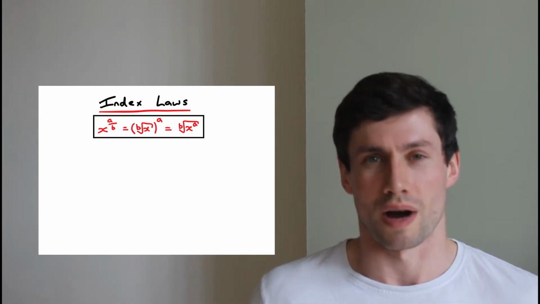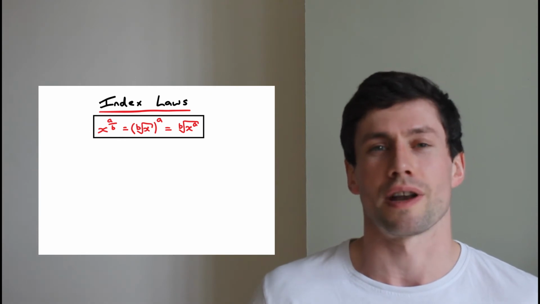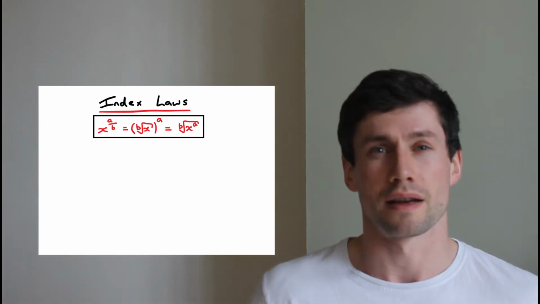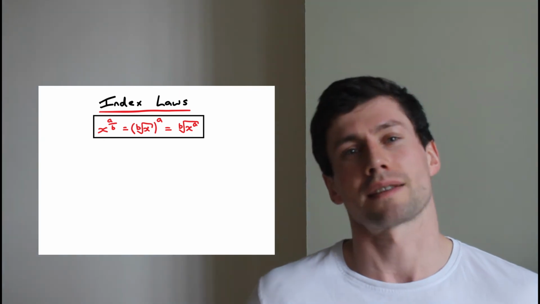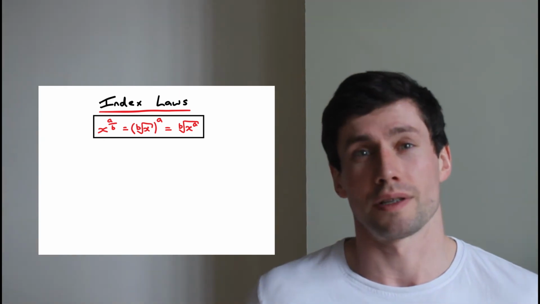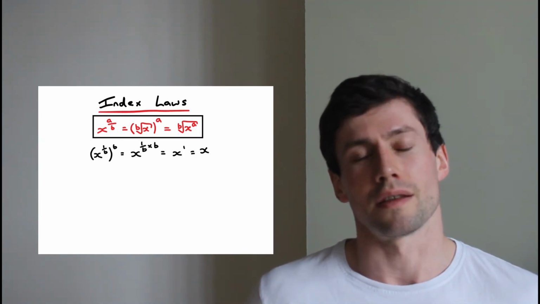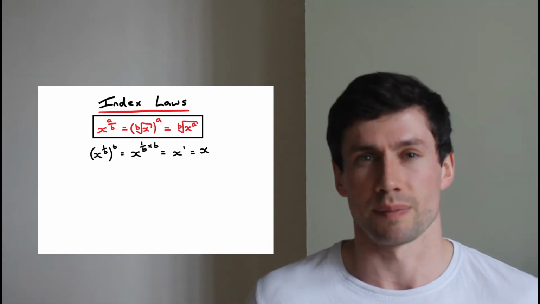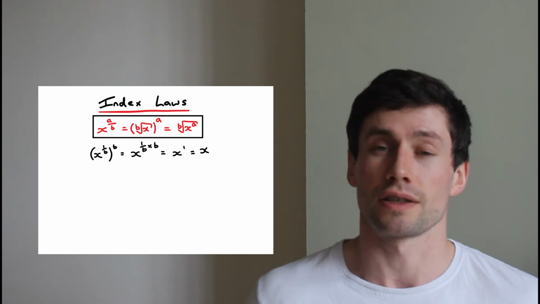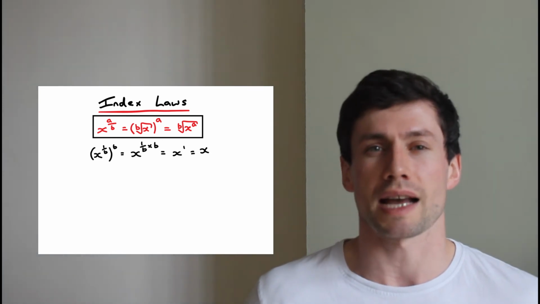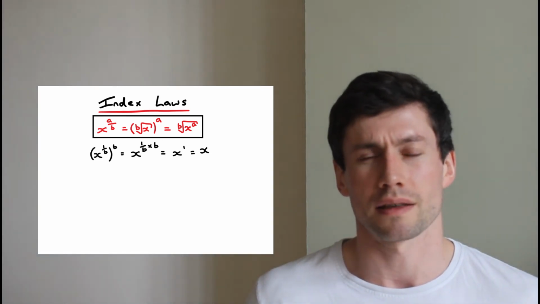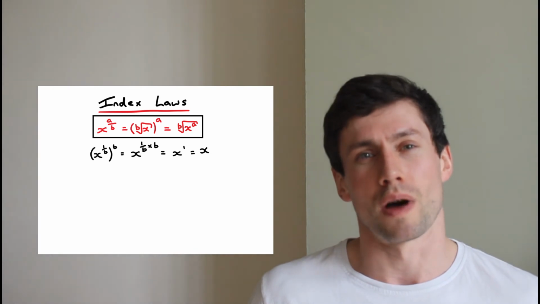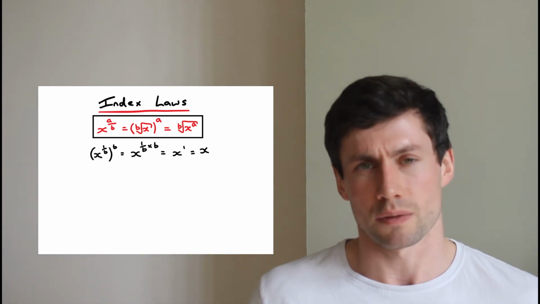In order to show why this is true, let's just focus on x to the power of 1 over b first. If we took x to the power of 1 over b and put it to the power of b, using the third indice law, this would be x to the power of 1 over b times b. 1 over b times b is just 1, so this equals x to the 1, which equals x. So we have x to the power of 1 over b, to the power of b, equals x.